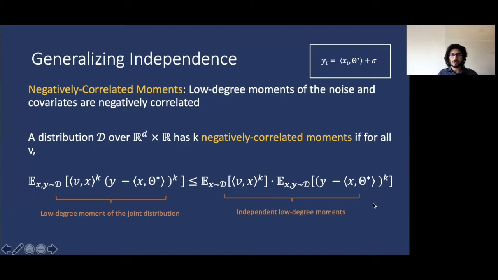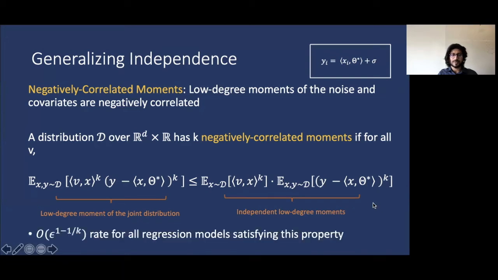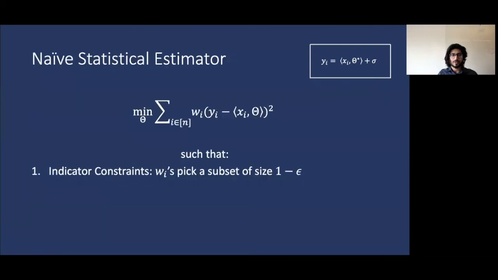Okay, so our main theorem, which obtains this rate epsilon to the 1 minus 1 over k, generalizes to all regression instances that satisfy this property. Next, I'll show how we actually use this analytic condition for distributions to design estimators. Okay, so let's get into designing this robust estimator.